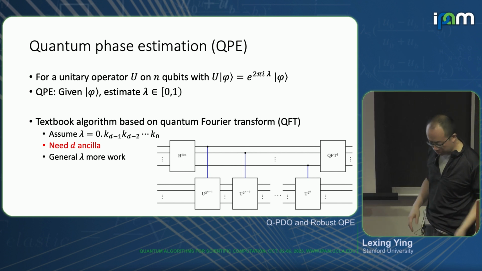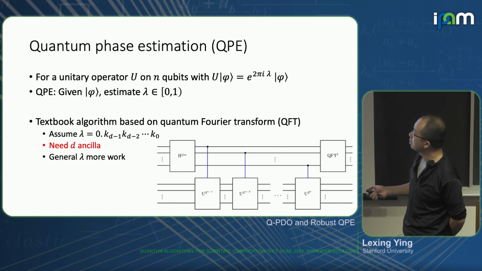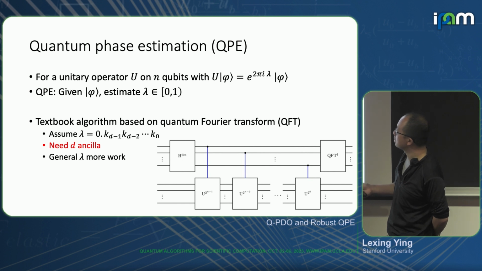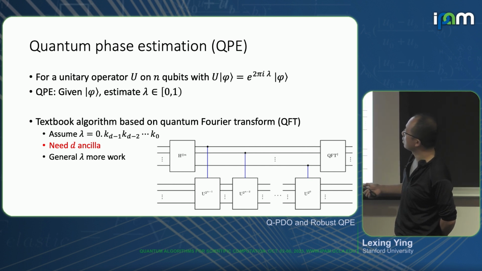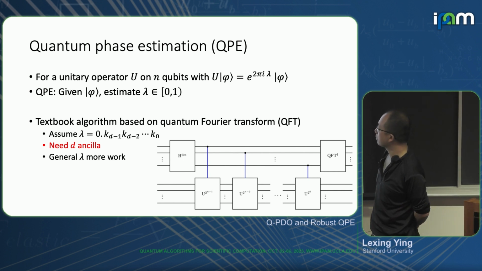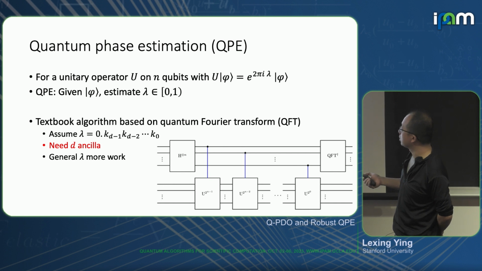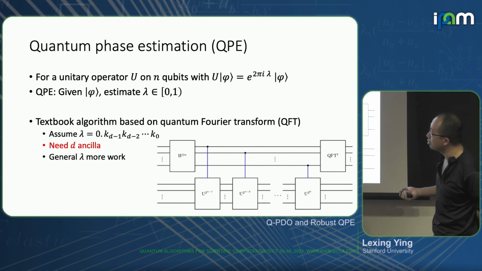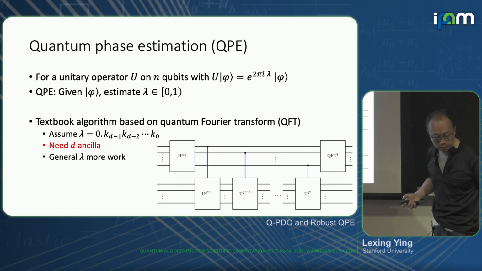So the quantum phase estimation problem is the following: you give me a unitary operator U, and I know that U has, for example, one eigenvector phi and eigenvalue lambda. What you want to do, in the simpler case, is that given the eigenvector, you want to estimate the eigenvalue. And here we assume that the eigenvalue is between 0 and 1 in order to avoid periodicity coming in. So the textbook algorithm is based on the quantum Fourier transform. It's a beautiful algorithm. But these days the comment is that it needs a lot of ancilla qubits, so therefore we want to improve this.